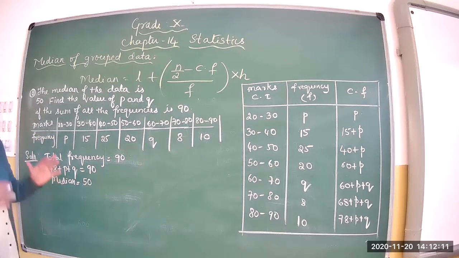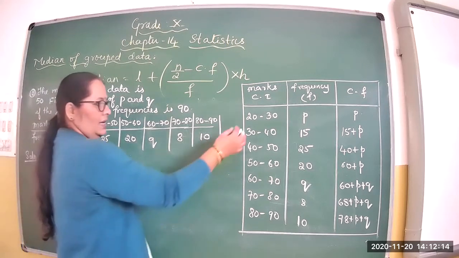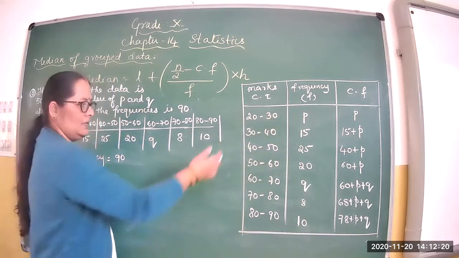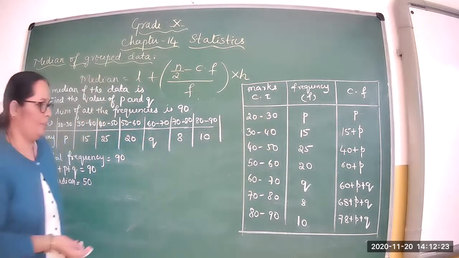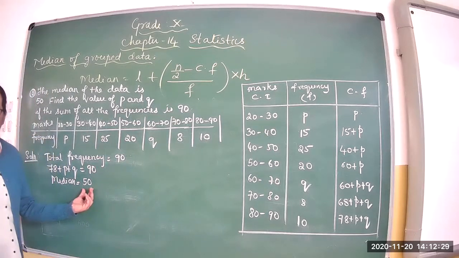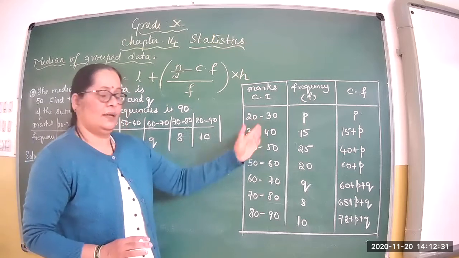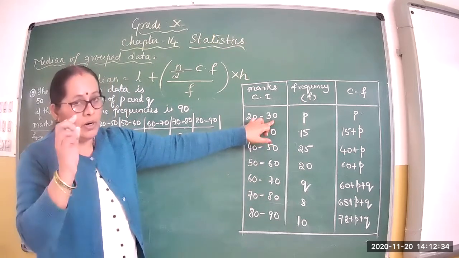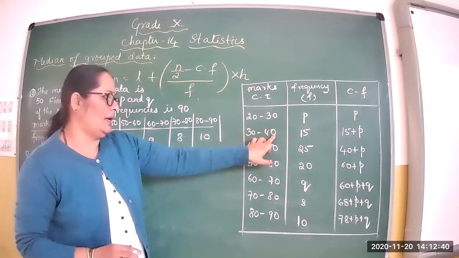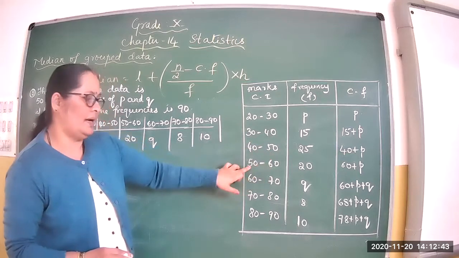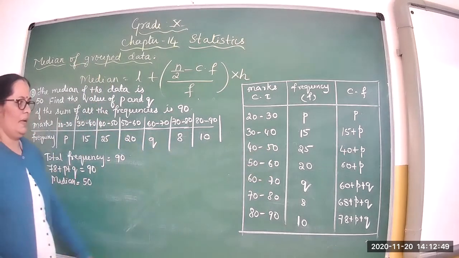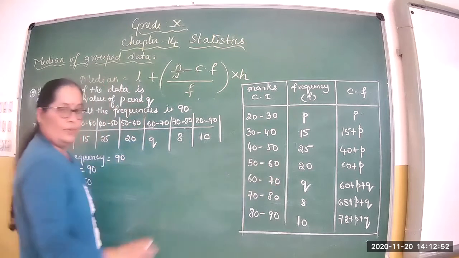So this 50 will be in which class interval? See here, 20 to 30: 50 will not come in between 20 and 30. Even in 30 to 40 you will not get 50. And in 40 to 50 also we won't get the median 50, because in these classes the upper limit is not counted in that class. So 30 will be counted in the next class, 40 in the next, and 50 will be counted in the next class. So this median 50 will be in the class interval 50 to 60.